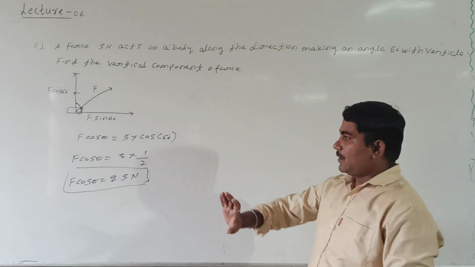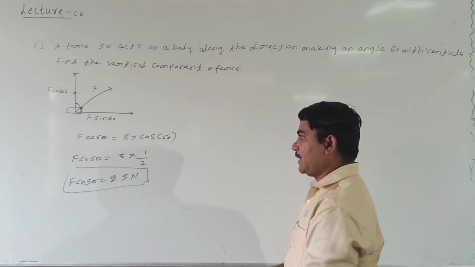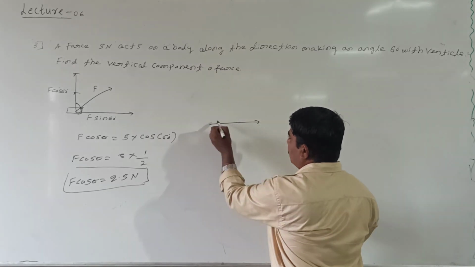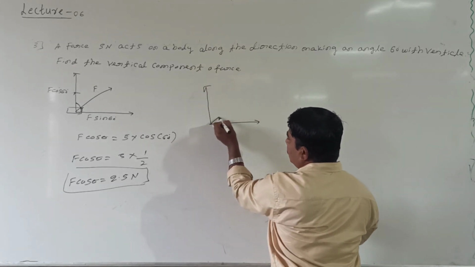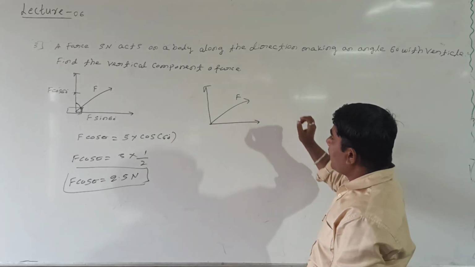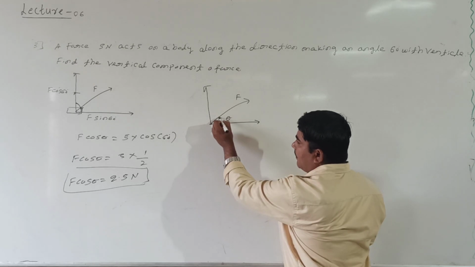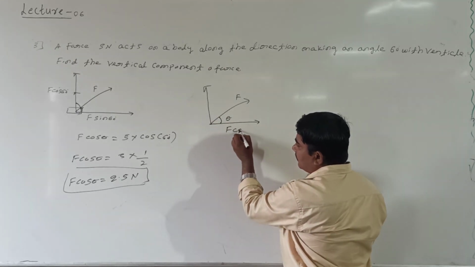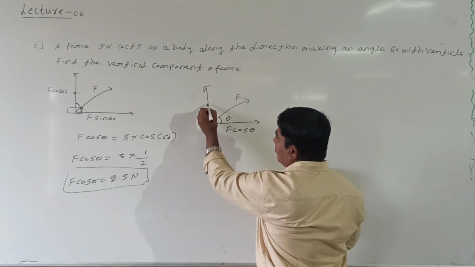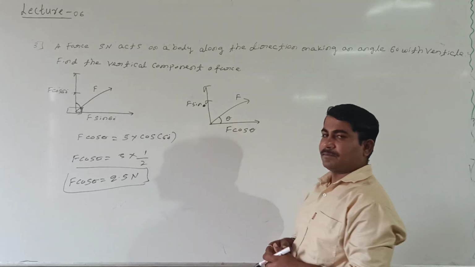See here, how to take the horizontal component and how to take the vertical component is very important. These are two forces. This is one force. F is there in the given problem. Angle made with horizontal means this angle. If angle is made with horizontal, this becomes F cos theta. What about this? This becomes F sin theta.